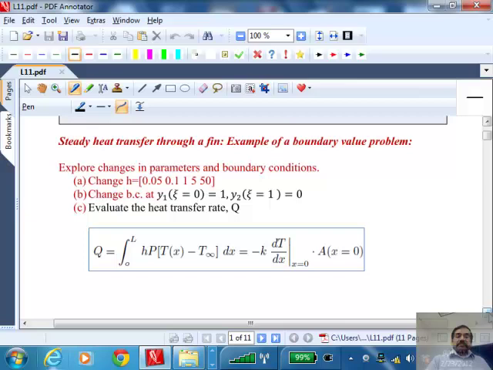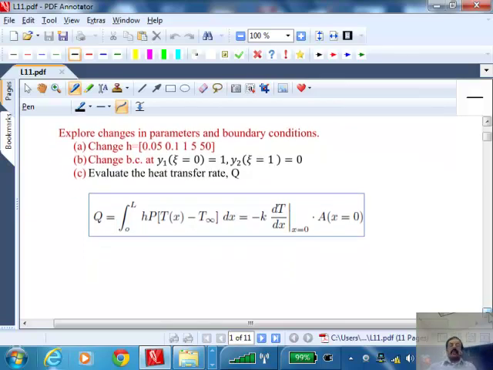So in the last lecture, we ended up with looking at BVP4C, how to set it up, how to solve it, and parametric studies as well. But towards the end of the lecture, we just started answering this question. If I'm interested as a process engineer in answering the question, what is the efficiency of the fin? How can I define an efficiency? How can I calculate that efficiency using the MATLAB solution that we have?